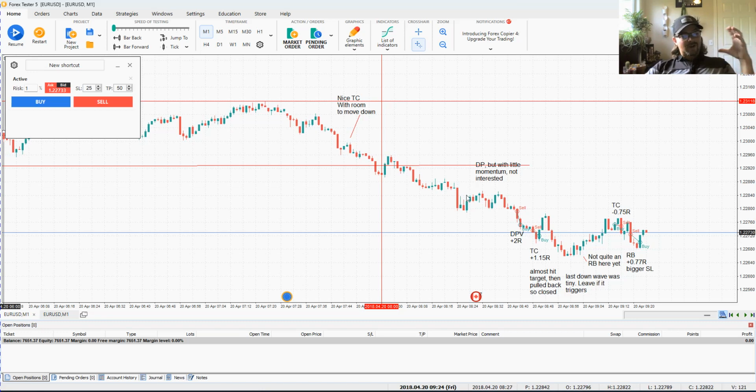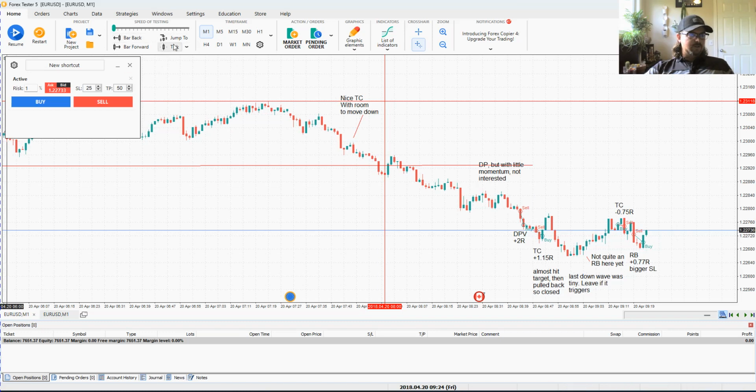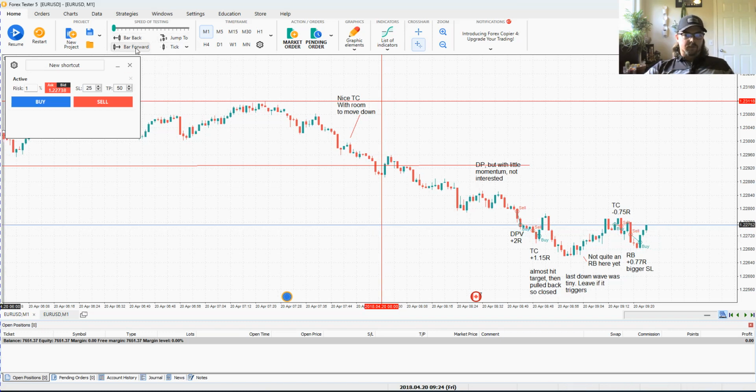So this is practice software. Don't really look too much into those actual statistics, because you could, of course, do whatever you want in this software, because you can move back and forward in time. So for those of you who aren't familiar with the software, you can speed up testing. You can move back bars. You can also move forward a bar.